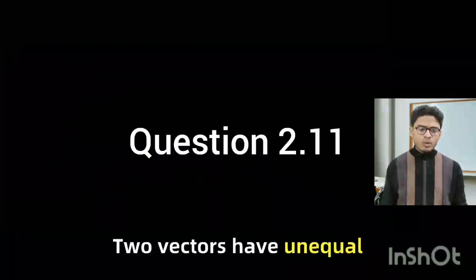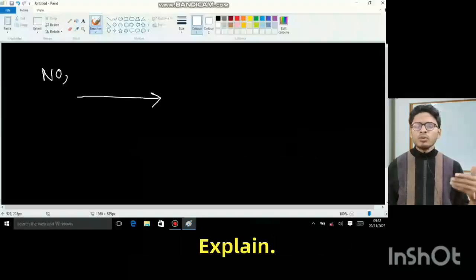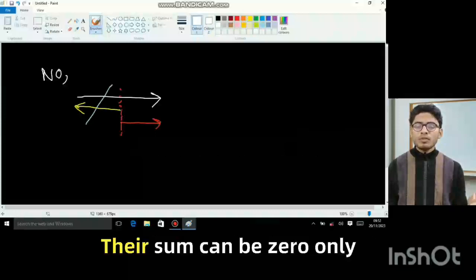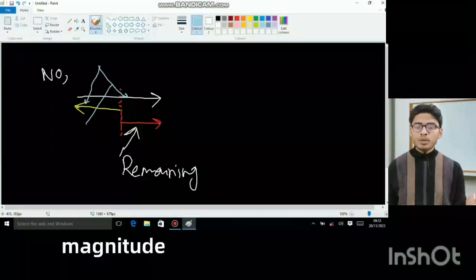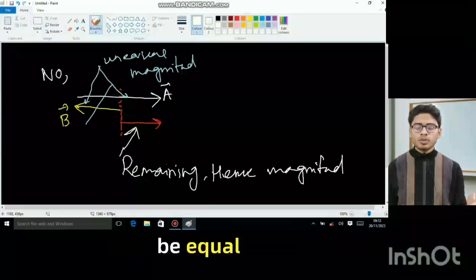Two vectors have unequal magnitude. Can their sum be 0? Explain. No, the sum cannot be 0. Their sum can be 0 only if both vectors have the same magnitude and are opposite in direction. Otherwise, their sum cannot be equal to 0.